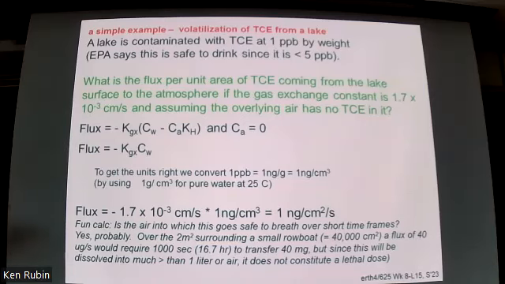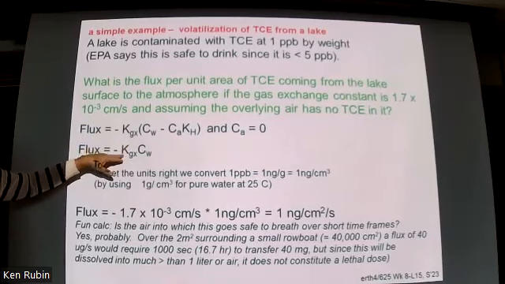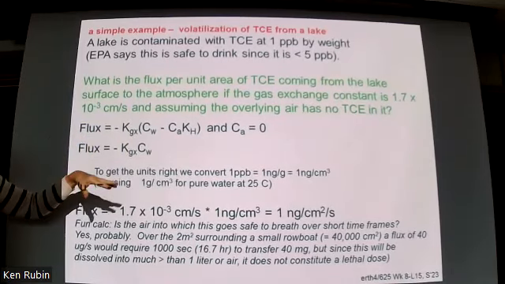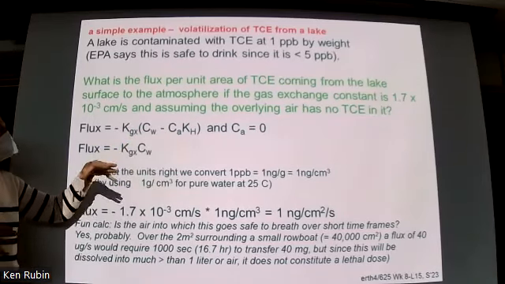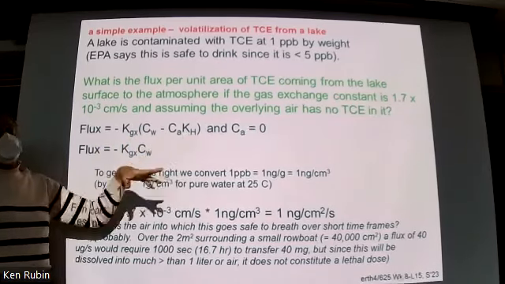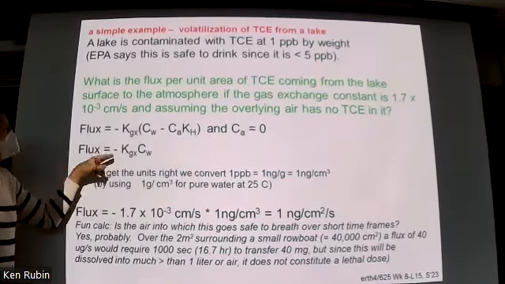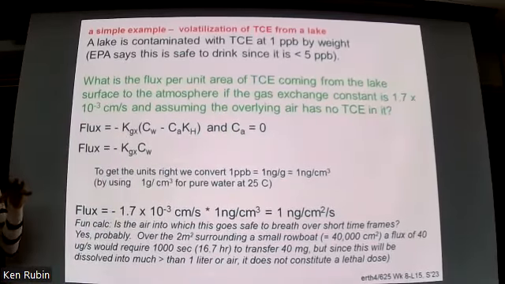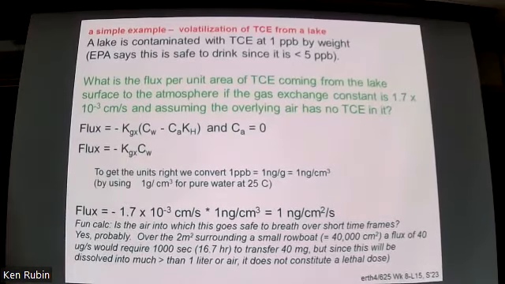But just for purposes of this calculation, the flux is going to be this K gas exchange times the concentration of trichloroethylene in the water minus the concentration of trichloroethylene in the air times the Henry's law constant. But since there's 0 in the air, this whole term becomes 0. And in this case, the initial flux coming out is just whatever the K gas exchange coefficient is times the concentration in the water.